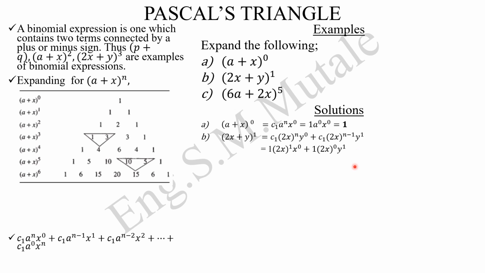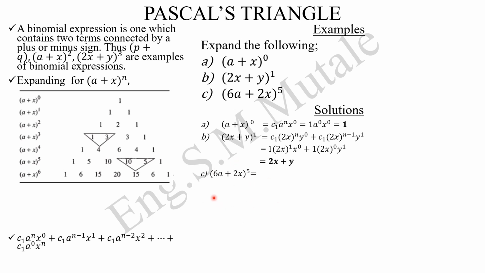Then we can easily simplify this. When you simplify, you realize that you're going to have 2x times x to the power 0. Because x to the power 0 is a 1 times 2x, you're just going to have 2x. 2x to the power 0 is a 1 times y, you're going to have a y. And that is going to be our expansion. Okay, we'll look at the last one.